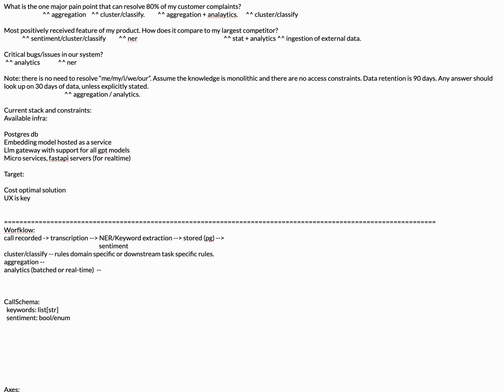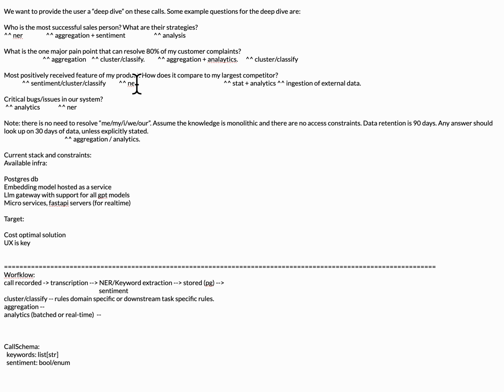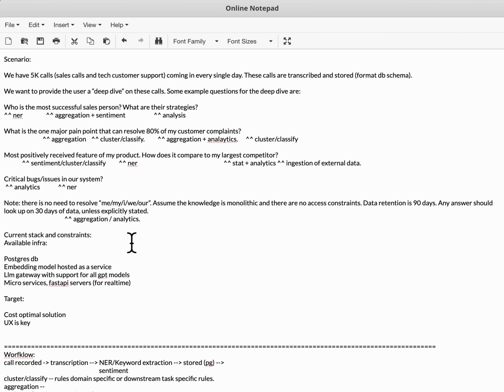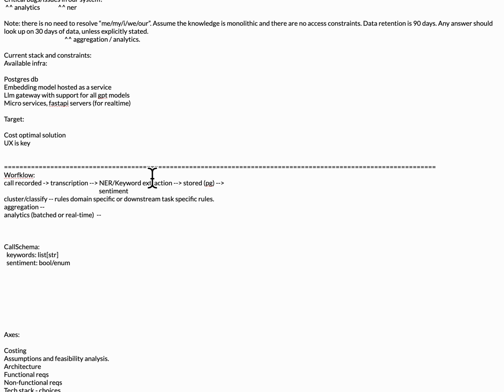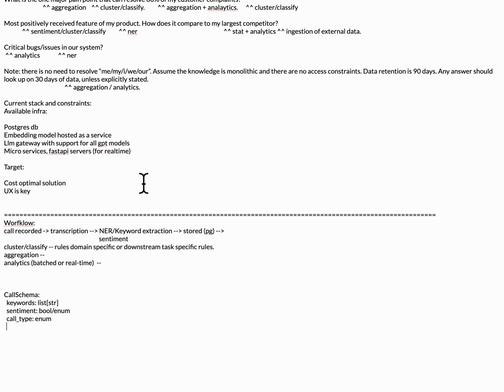Okay, coming to the classification. So what kind of clustering are we looking for, and what kind of classifications are we looking for? The first thing is, we want to understand which type of call this is. It can be either a sales call or a customer support call, which, once again, is an enum, and this is generated by an LLM.